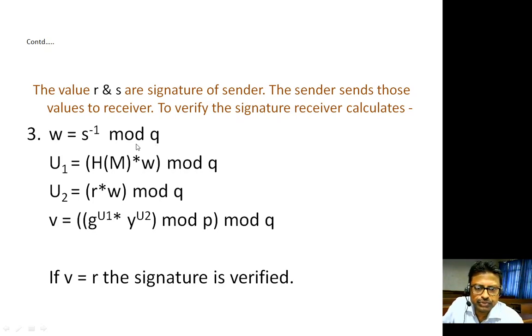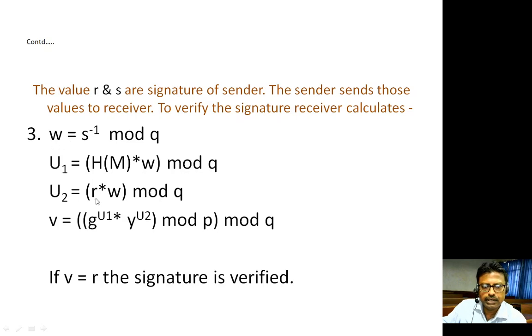The second value it wants to calculate is u1, and u1 is the message digest of the message multiplied by the value w which it has calculated, and then it takes mod q. In this way it is able to calculate u1. Then it calculates u2. u2 is r times w.